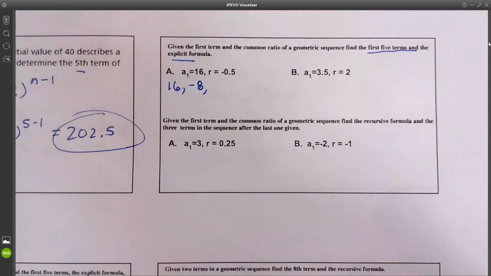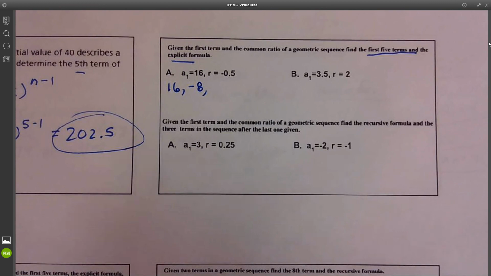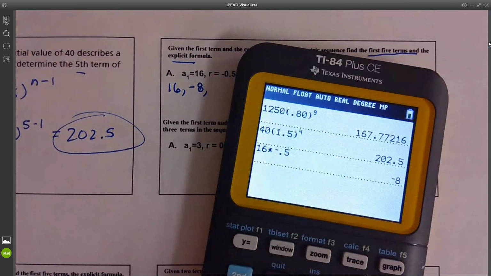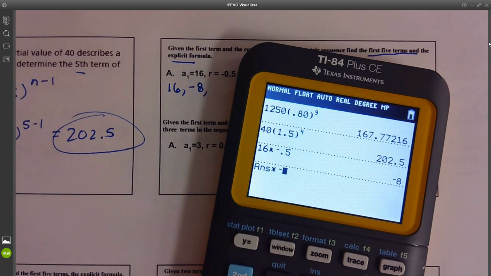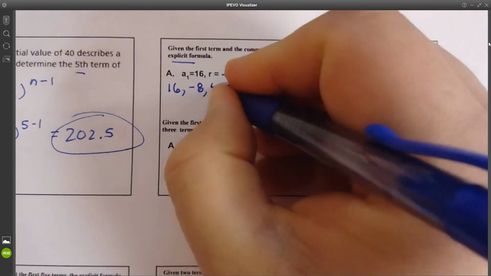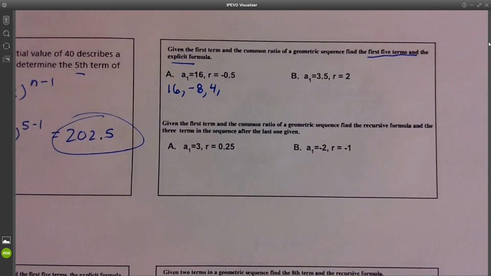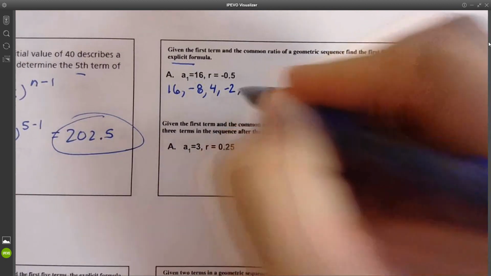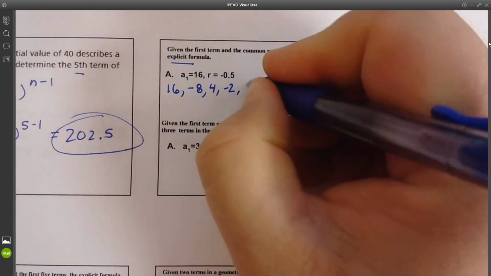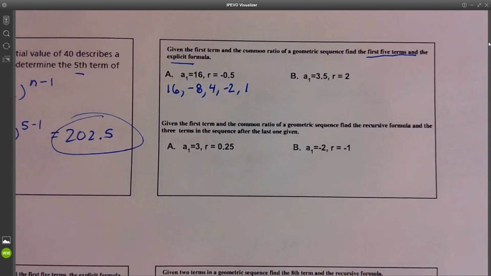Can anyone tell me what the next one is? I'm going to times that by negative 0.5, get positive 4. Anyone know what the next one is? Negative 2. And then the fifth one would be positive 1. Good. So there's my first 5 terms.